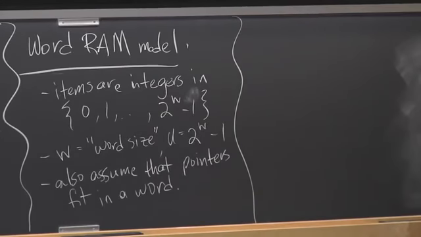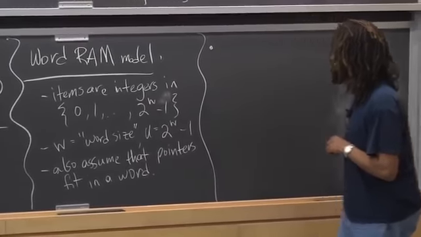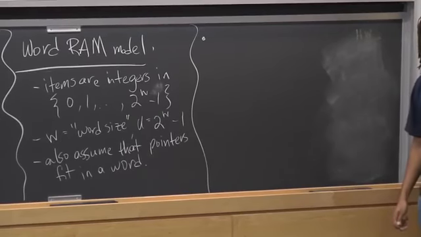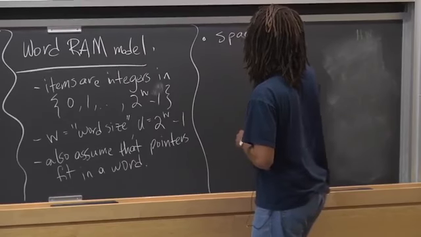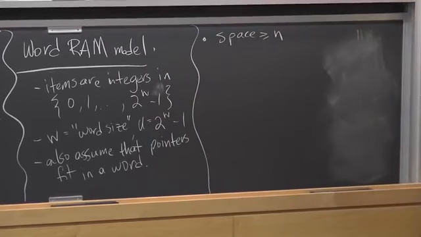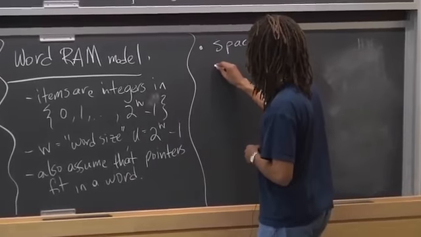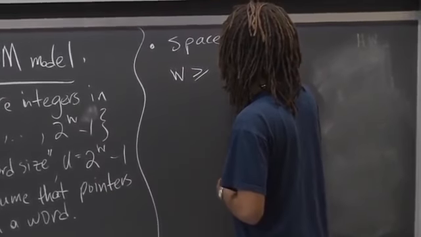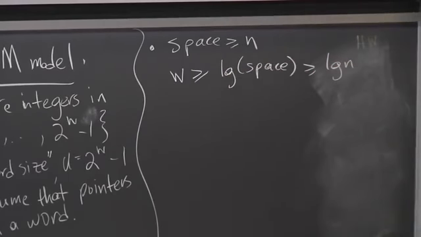So for the last assumption, if you have a data structure that's storing n items, presumably your data structure is using at least n space to even remember what the items were, right? So we know that space is at least n. Okay. And if a pointer fits in a word, well, a pointer is what? An address into our space. So w should be at least log of the space, which we just said is at least log n. Okay, so we're always going to assume that our word size w is at least log n.